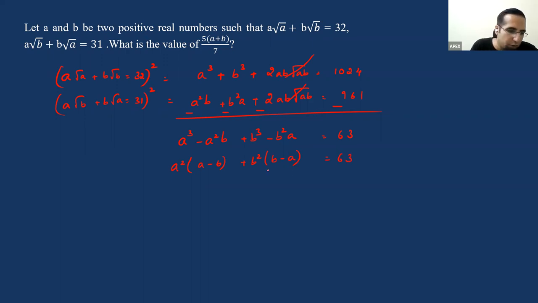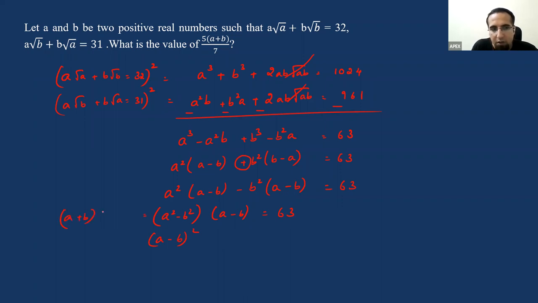So what I can do is I can further write this, I can change the sign here to make this as A minus B. So I'll write this as A square into A minus B minus B square. If I take minus B square, this becomes A minus B. In that case, it will be minus B square A and this will be plus B cube is equal to 63. So I have A square minus B square into A minus B is equal to 63. Or this can be written as A minus B whole square because I can write this as A plus B into A minus B. So A minus B whole square into A plus B is equal to 63. If I'm looking at this, clear?